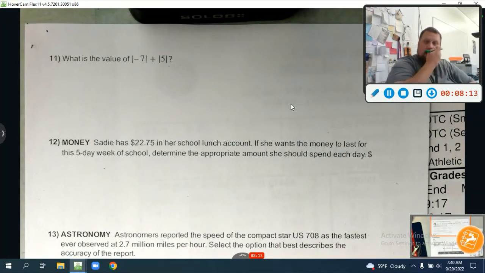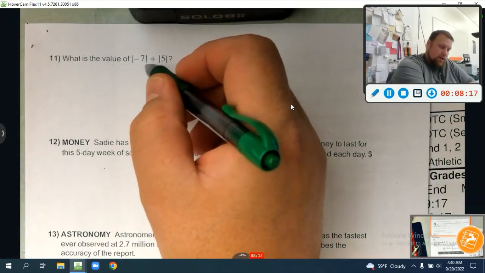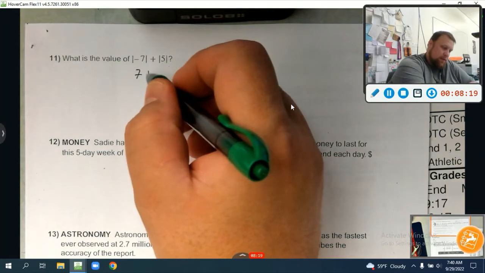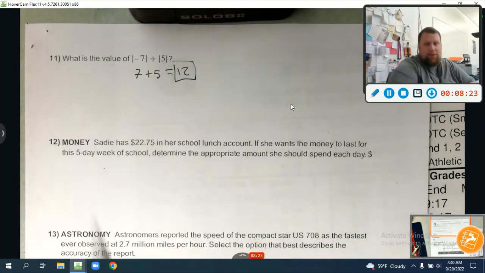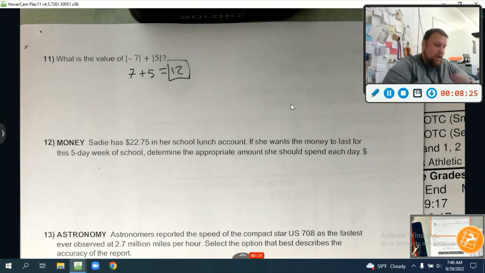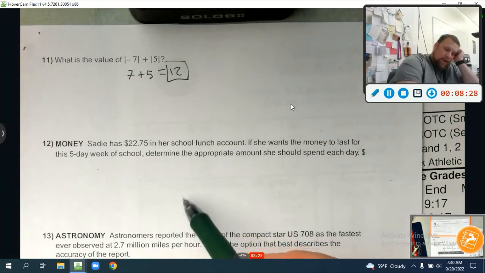What is the value of absolute value of negative 7 plus absolute value of 5? Well, remember, absolute value makes everything positive. So absolute value of negative 7 is 7 plus absolute value of 5 is 5, which equals 12. Really that simple, guys.